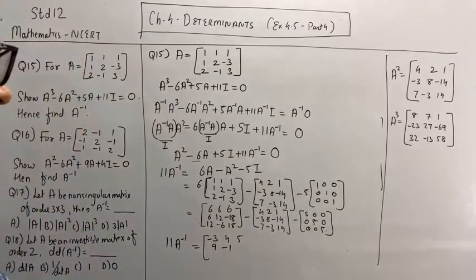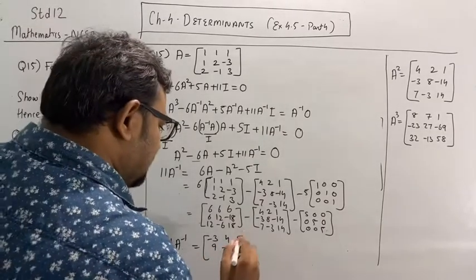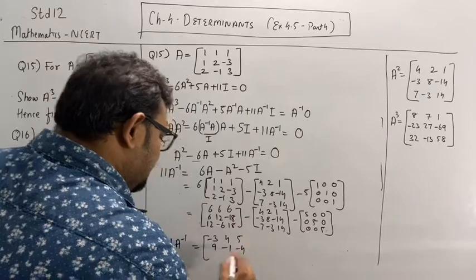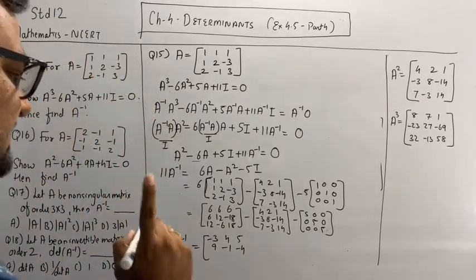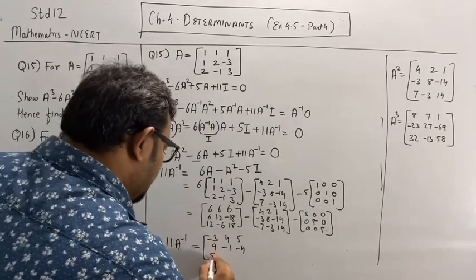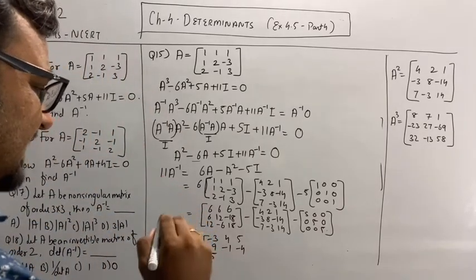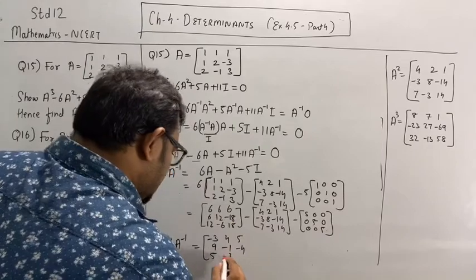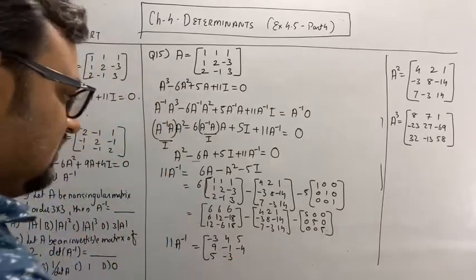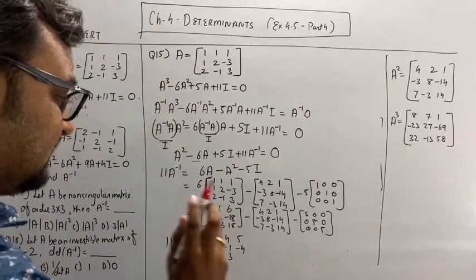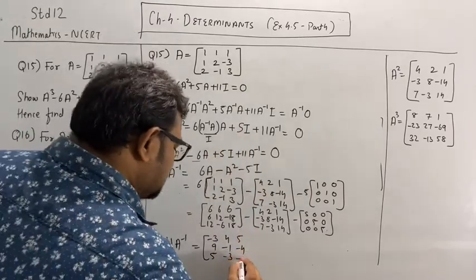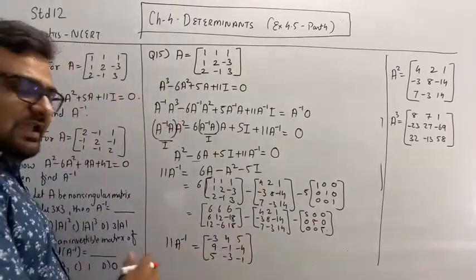Minus 18 minus 14 plus 0, that will be equal to minus 4. 12 minus 7 plus 0, that will be 5. Minus 6 minus 3 means minus 6 plus 3, minus 3. And 18 minus 14 minus 5, minus 1. So that is 11 A inverse.